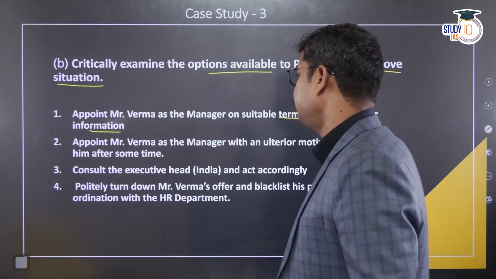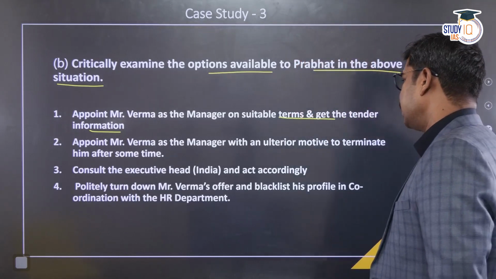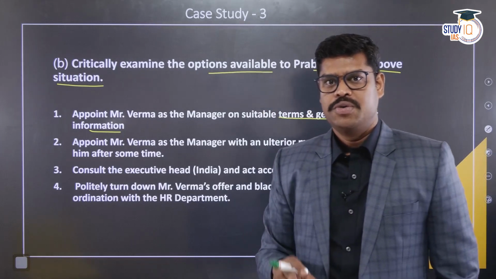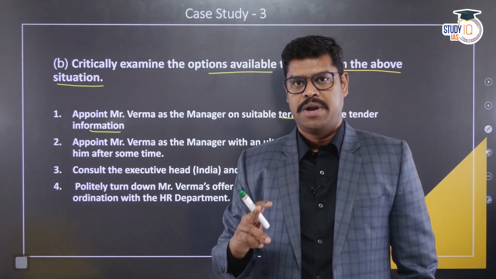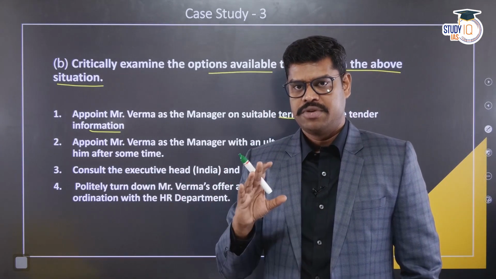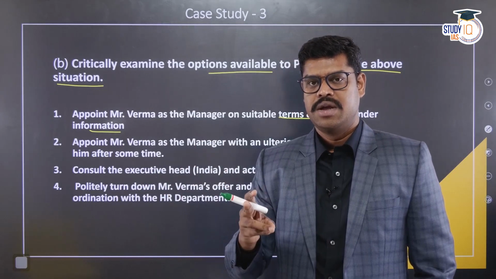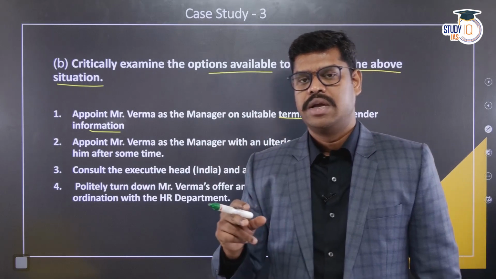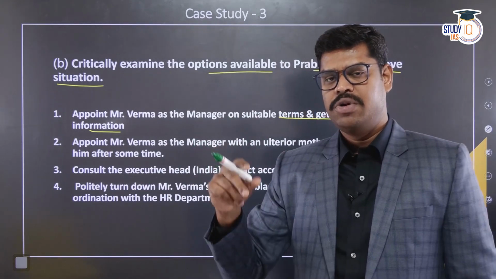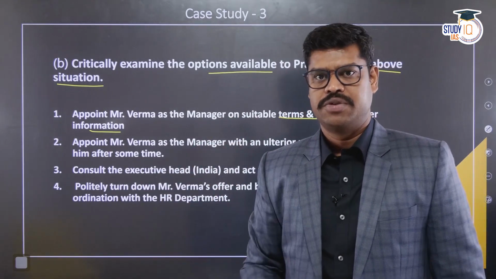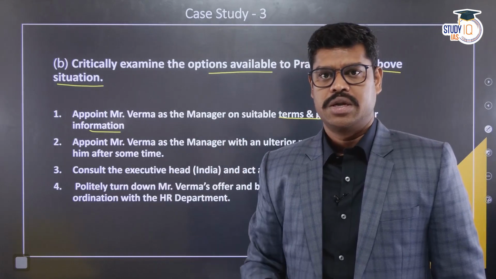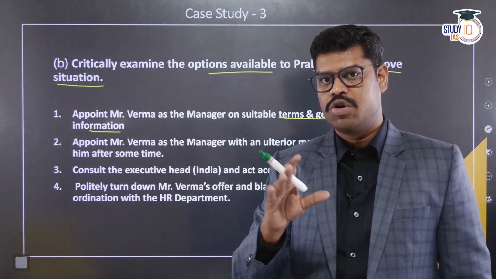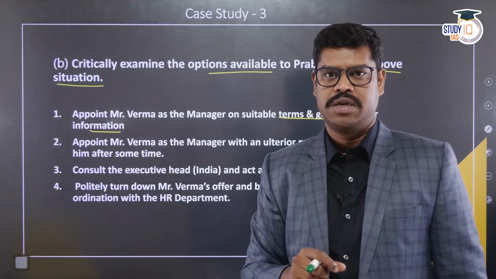The second option is: appoint Mr. Verma as the manager with an ulterior motive to terminate him after some time. Here Mr. Prabhat is making a plan: I will get the information from Saurav, I will get the tender. But the inner motive behind this is only to get the tender. After the tender is over, I will investigate him and terminate him from the service on one ground or another. Why? Because Mr. Prabhat feels that Mr. Verma cannot be trusted, so whatever he is doing is unethical.